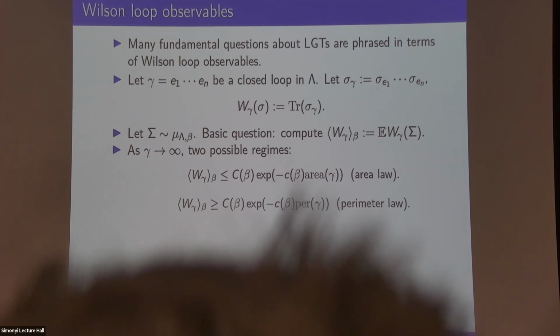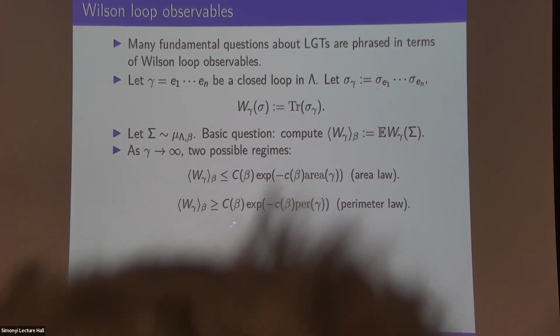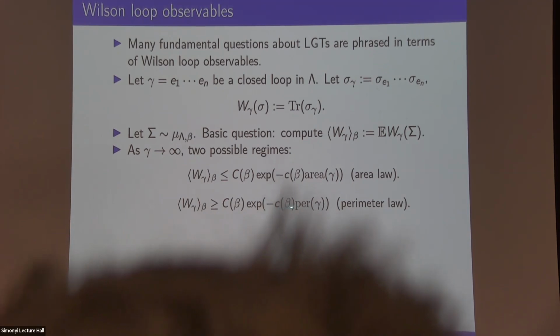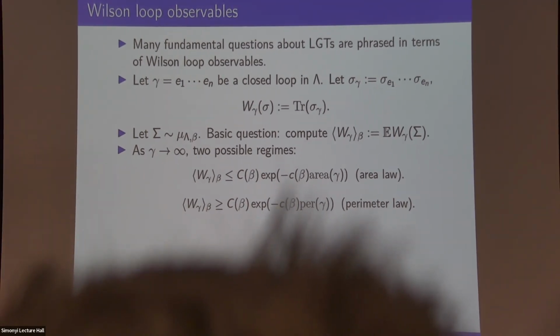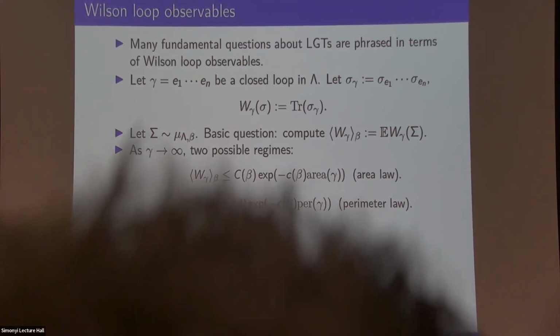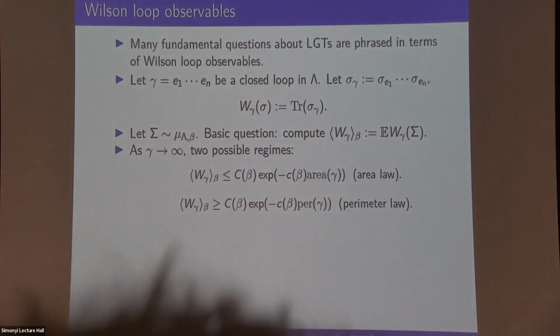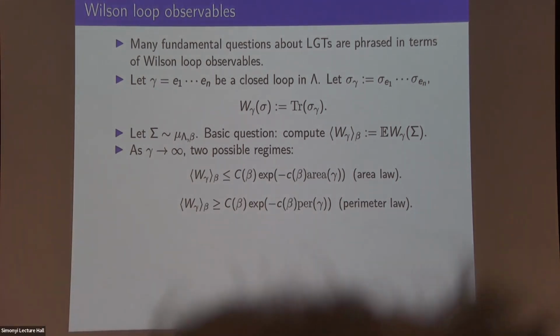The other regime is where you actually have a lower bound instead, where now the Wilson loop, again with absolute values, is not decaying too fast. So it's lower bounded by exponential minus the perimeter of the loop. And of course, in general, the perimeter is much smaller than the area. So these are two very different regimes. In one you have a very small upper bound, and in the other you have a relatively larger lower bound.